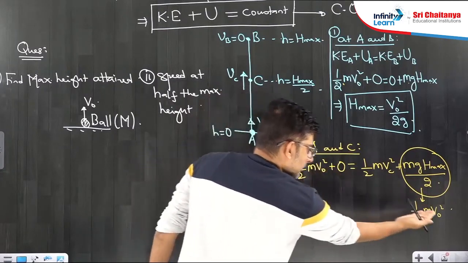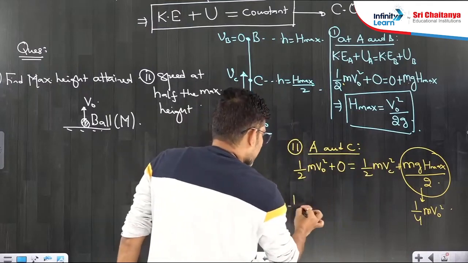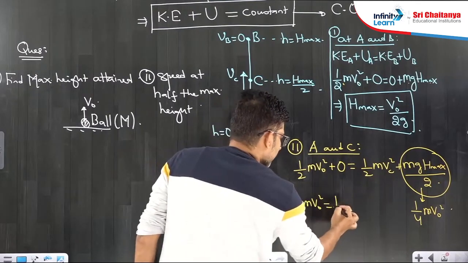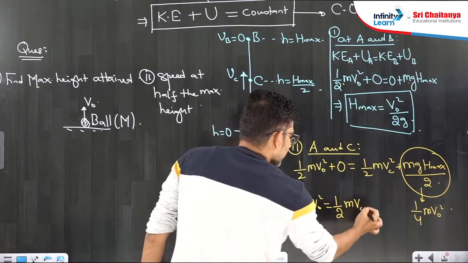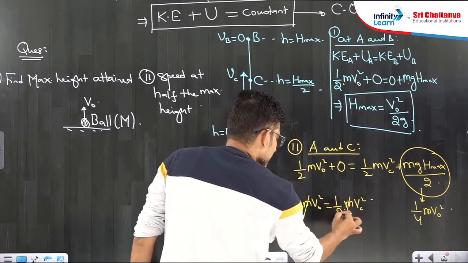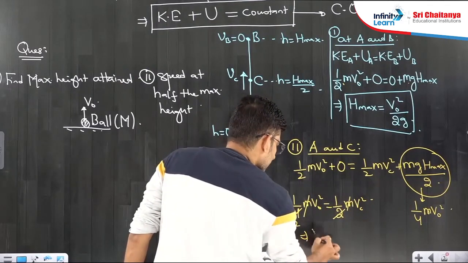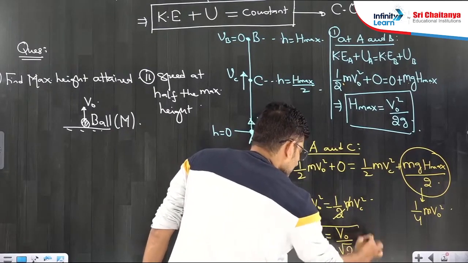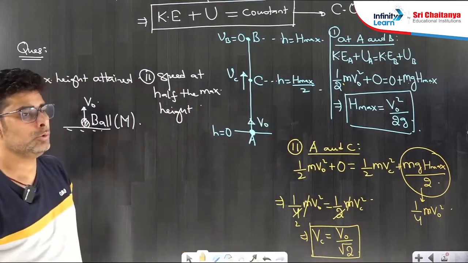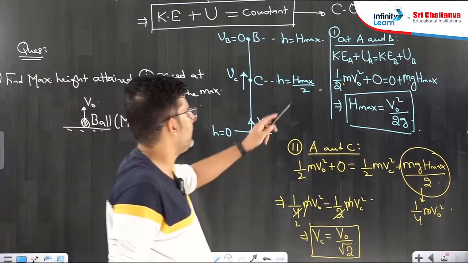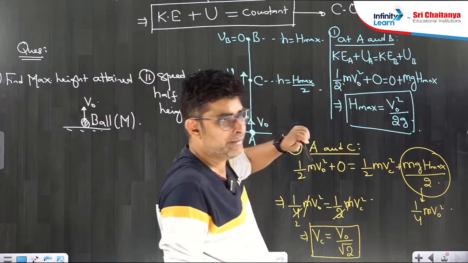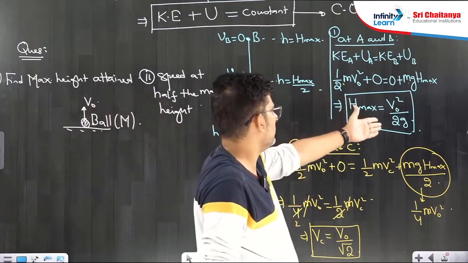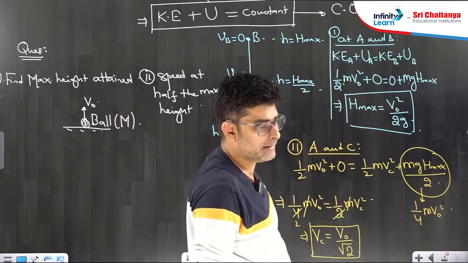So half mv naught square minus 1 by 4 mv naught square becomes 1 by 4 mv naught square, and this side you are left with half mvc square. M cancels, 2 cancels, so you get Vc as V naught by root 2. Vc equals to V naught by root 2. So from here, when you equate any 2 points for their energies, you get the expression and you get the value of height, speed, whatever is asked.